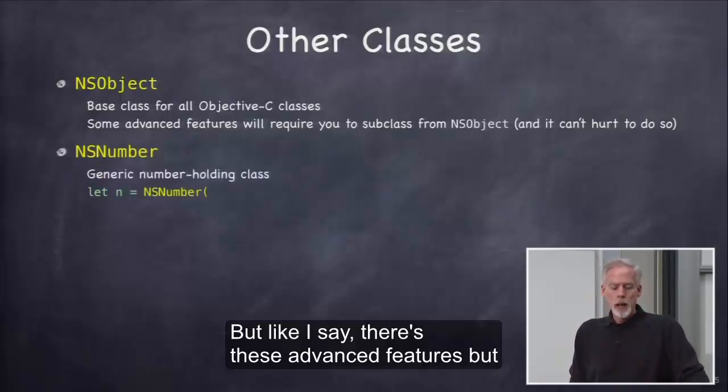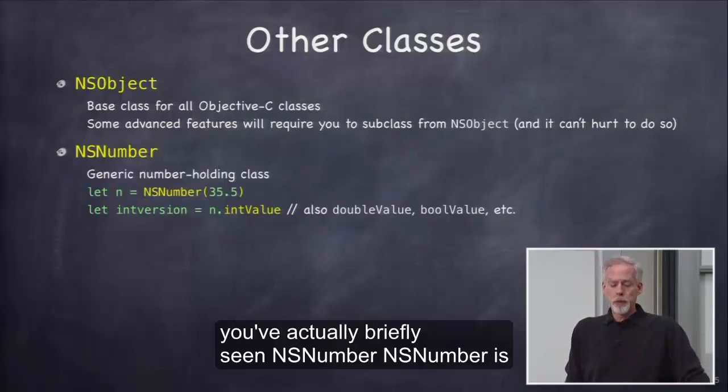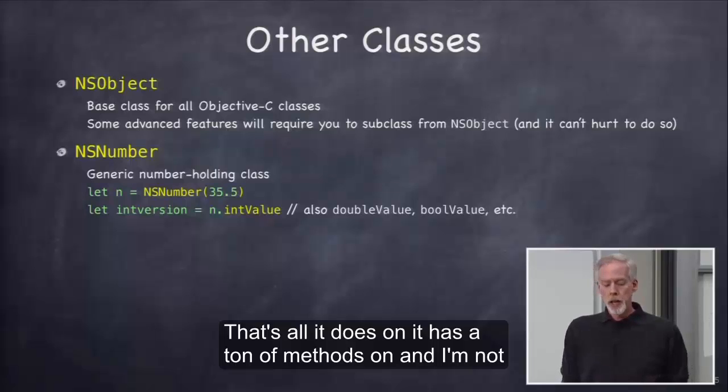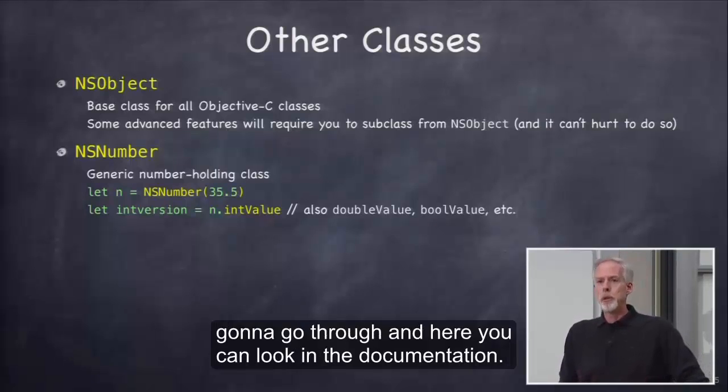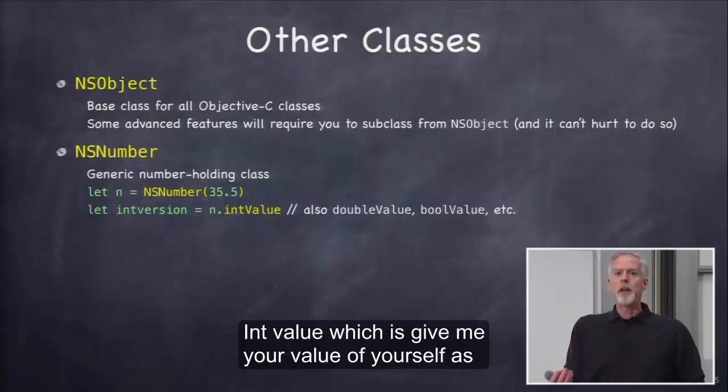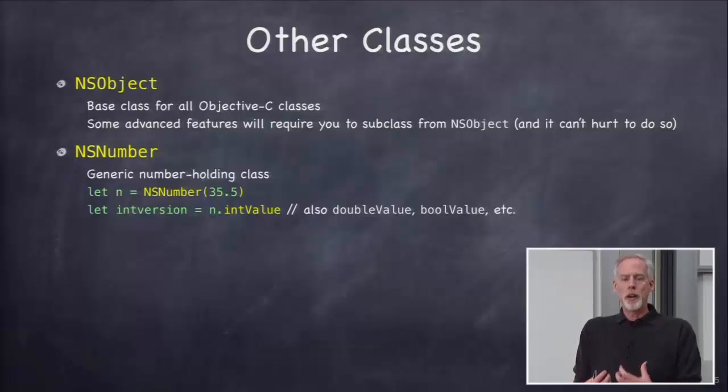But then there's NSNumber. You've actually briefly seen NSNumber. NSNumber is just a generic number-holding class. It just holds a number. That's all it does, and it has a ton of methods on it. I'm not going to go through them here. You can look in the documentation. But the methods are things like doubleValue, intValue, which is give me your value of yourself as an int, as a double, etc.